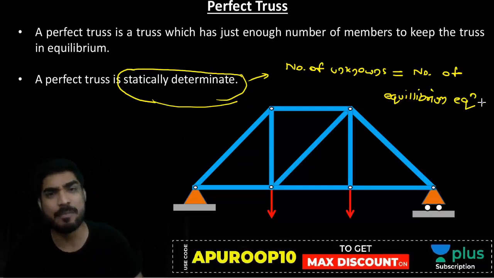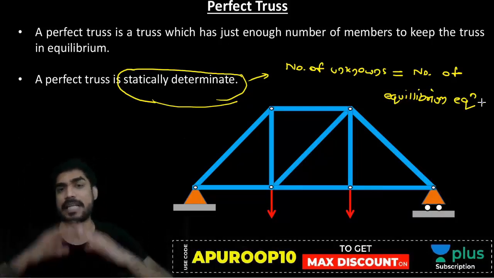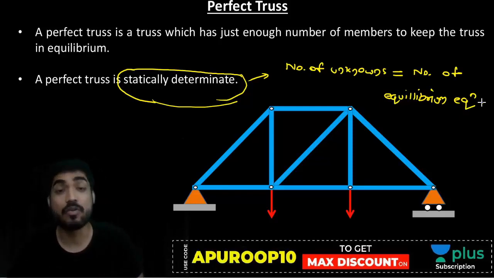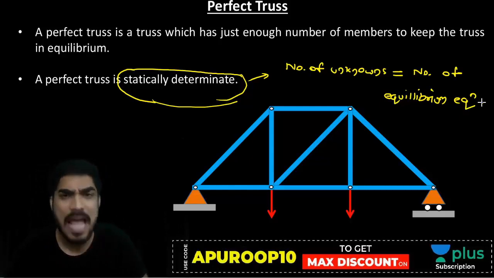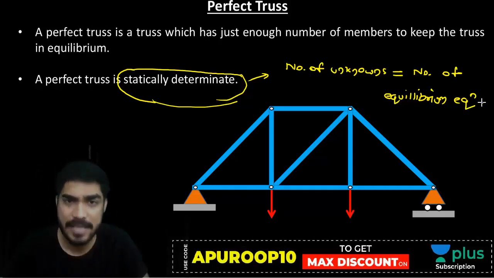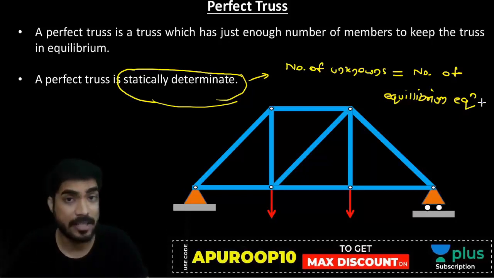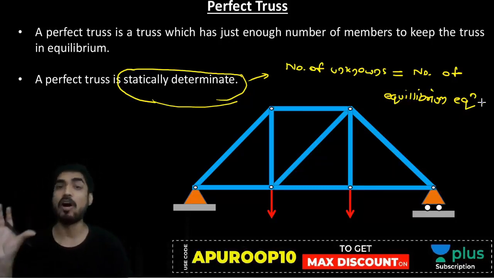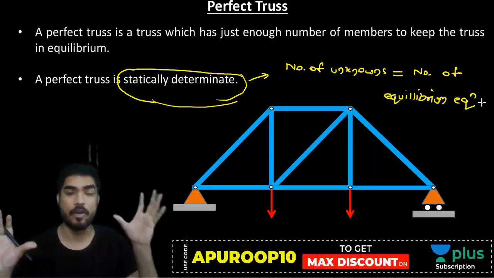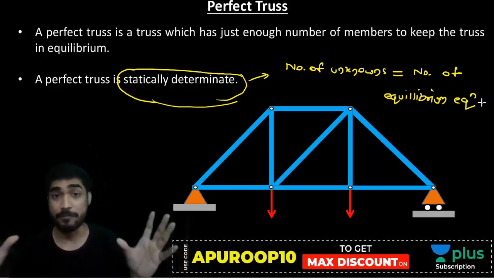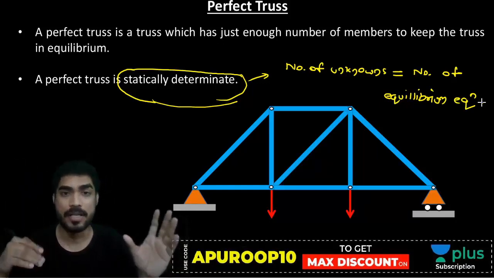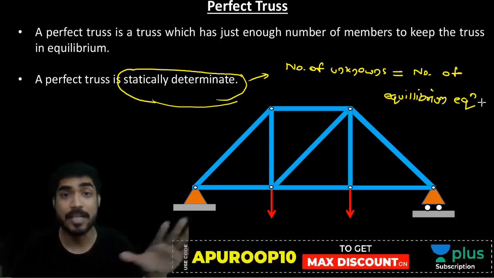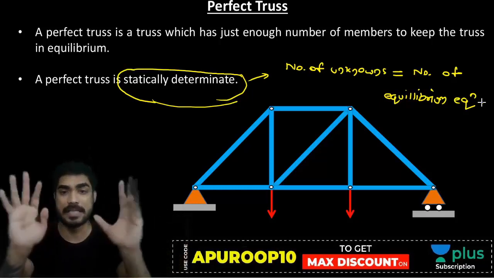And if you have fewer members, then what is going to happen? Let's say you need 10 members to keep the truss in equilibrium, but now you have only 9. Then what is going to happen? The truss is simply going to collapse, right? So my friend, do you understand the meaning of perfect truss? Perfect truss means number of unknowns should be equal to number of equilibrium equations. If the number of members is more, it will become indeterminate, and if the number of members is less, it will not be in equilibrium, it will not be stable, it will collapse. Is it clear to everyone?